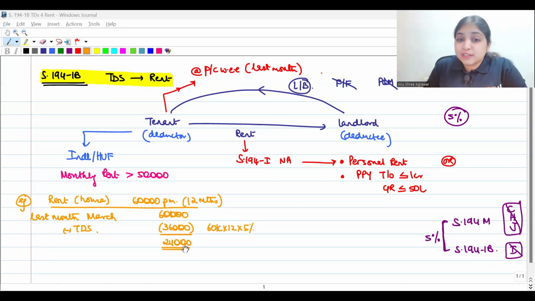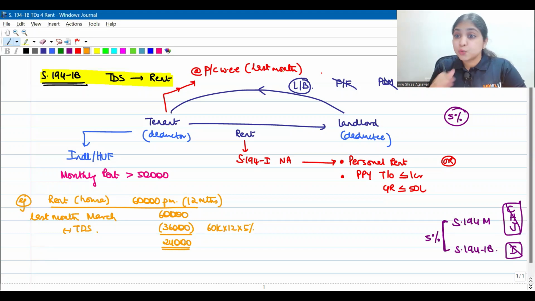Understanding? So now you understood this part. So we will not deduct tax throughout the year. We will deduct tax for the year only in the last month of tenancy. Only in the last month, in the month of March only we will deduct. But in the month of March when we are deducting, we will deduct for the entire year.